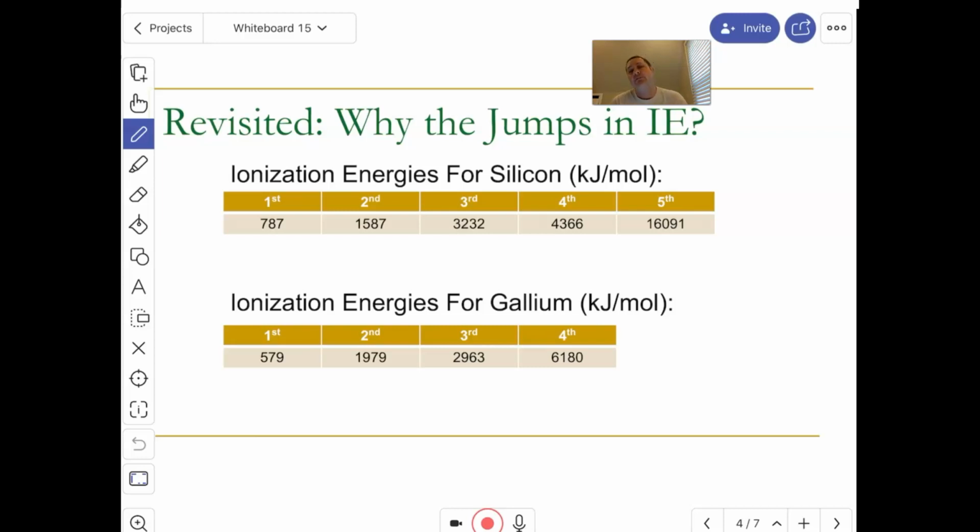But see if you can explain what's happening here, where the jumps occur for silicon. And then, good luck without looking ahead, can you explain it for gallium, an element that's further down? Okay, I'm going to go through and give you the answers.